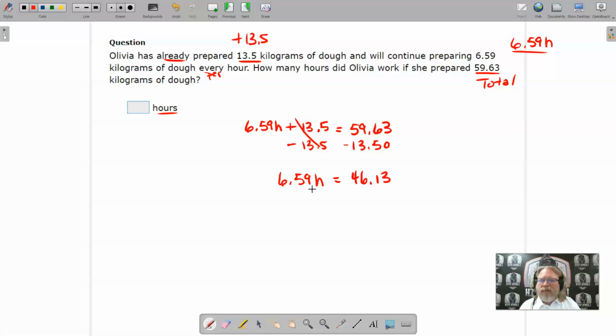And now we need to go ahead and divide both sides by the 6.59, because the 6.59 is tied to the H through multiplication. The opposite operation is division, and we want to divide by the very number that we wish to get rid of. And what we do to one side, we are going to do to the other. We know that these 6.59s will cancel each other, leaving us with H. And then 46.13 divided by 6.59 is going to give us a solution of 7. So 7 hours is our answer.